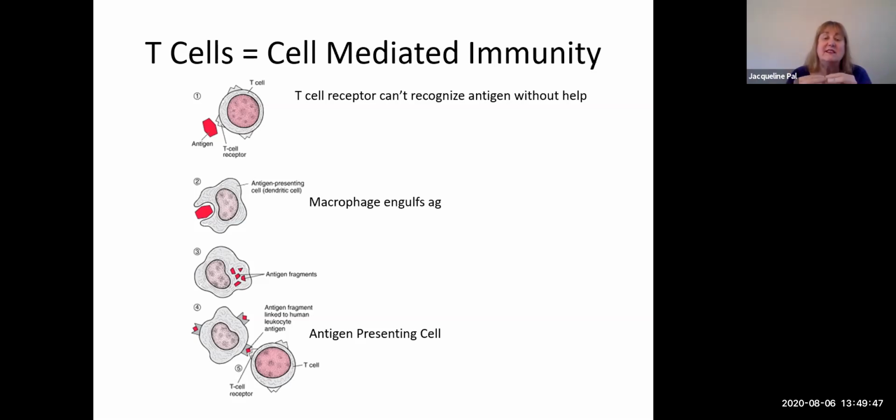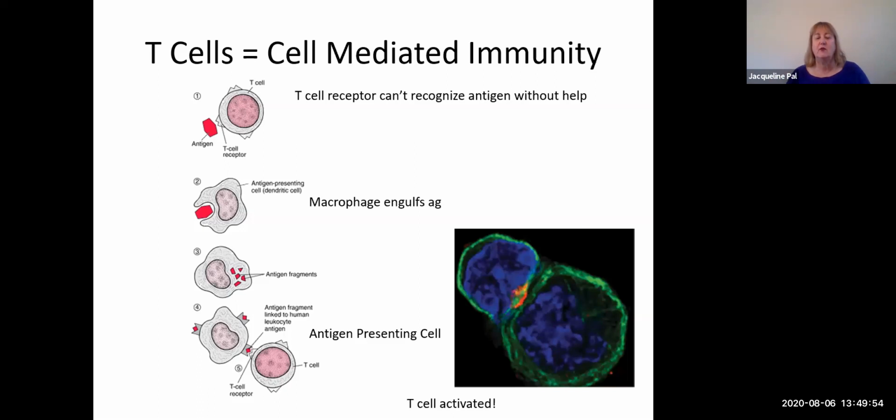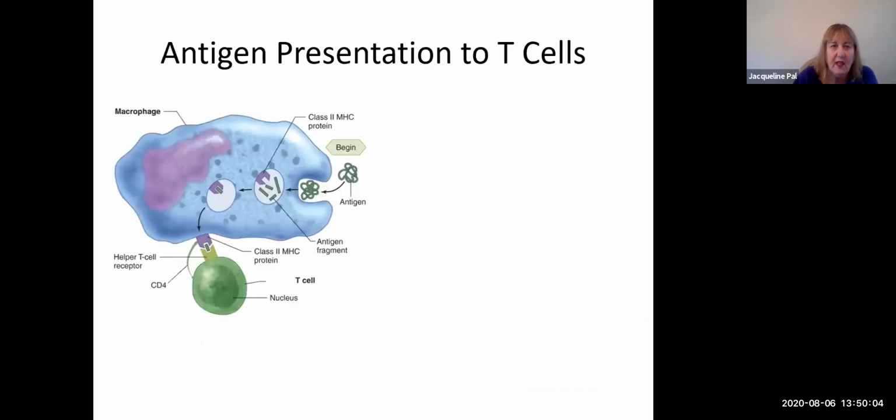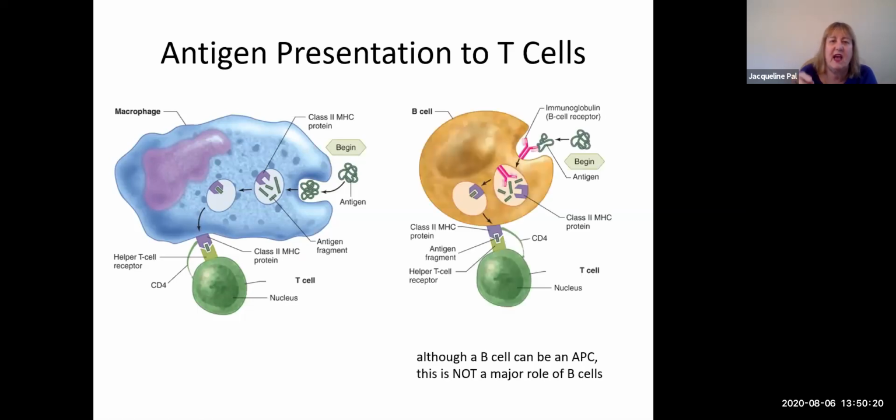And now the T cell recognizes the antigen as it's presented by the APC, and the T cell becomes activated. So it requires the two cells to interact with each other for T cell activation. Here is another drawing showing the macrophage engulfing the antigen, chopping it up, taking a little piece and presenting it on a receptor to which the T cell can bind and be activated.